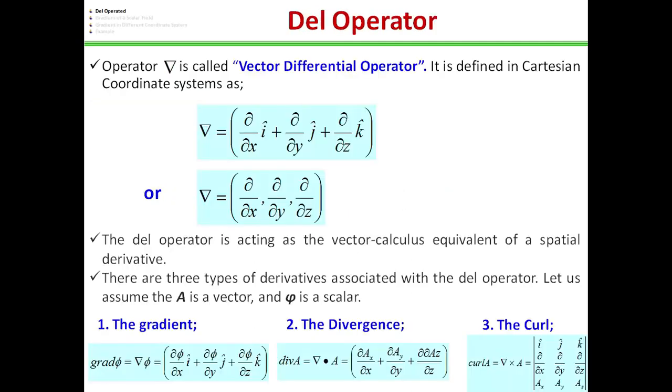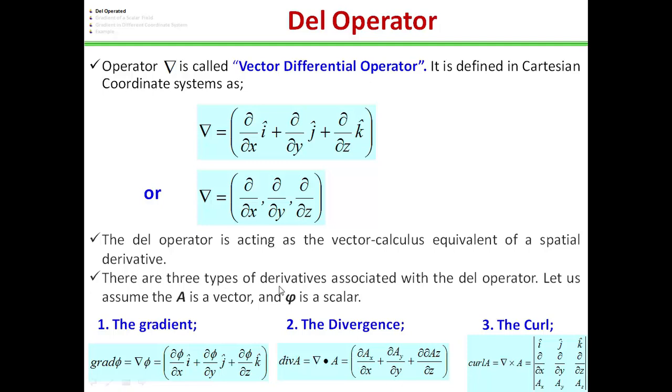Let's get started. The del operator is basically known as the vector differential operator, and it is defined in the Cartesian coordinate system. Del is equal to del by del x i cap plus del by del y j cap plus del by del z k cap, and it can also be represented in bracket form: del is equal to del by del x comma del by del y comma del by del z. The del operator acts as a vector in calculus and is equivalent to the spatial derivative.